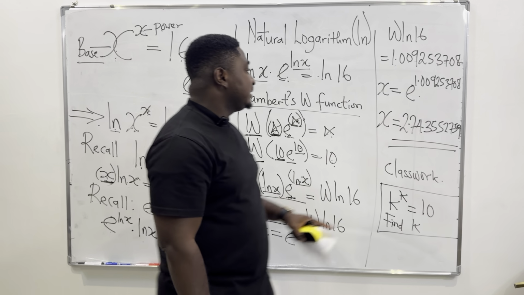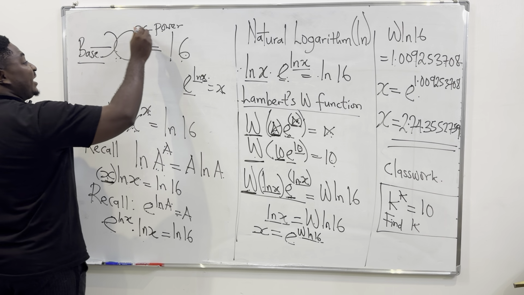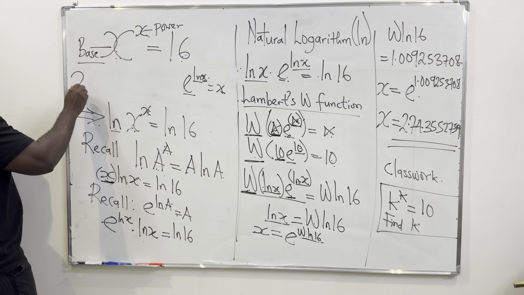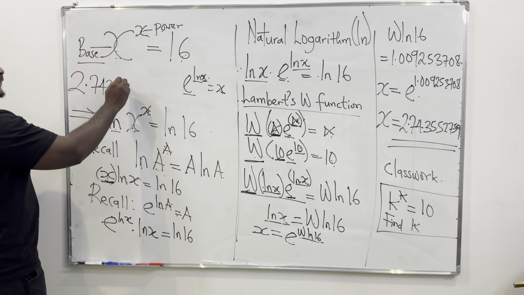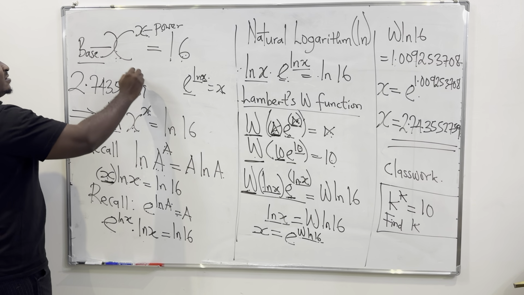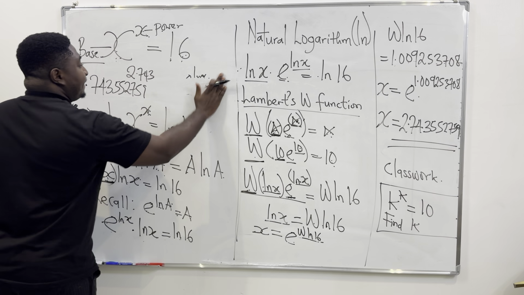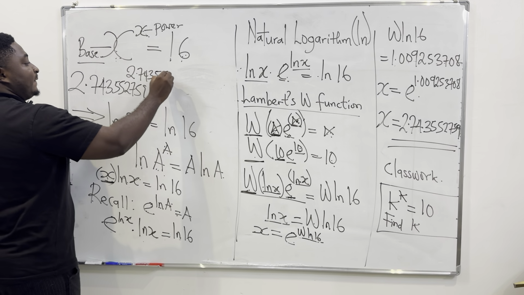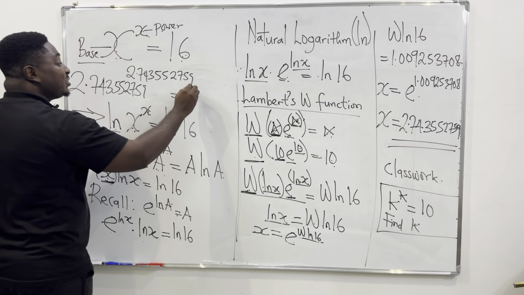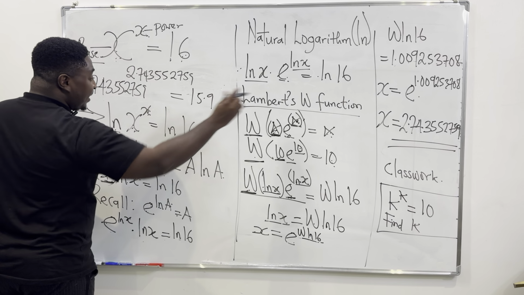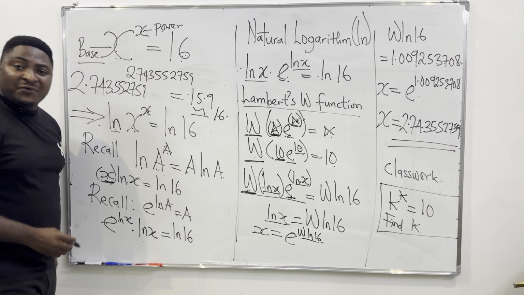2.743552759. And when you test that value of x in the main question, because the question says x raised to x should give you 16, you say 2.743552759 raised to the power 2.743552759. You can punch this in your calculator and confirm. You're going to have 15.9 and some other numbers. So if you approximate, obviously, you're going to have 16.